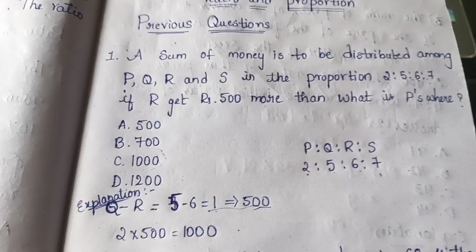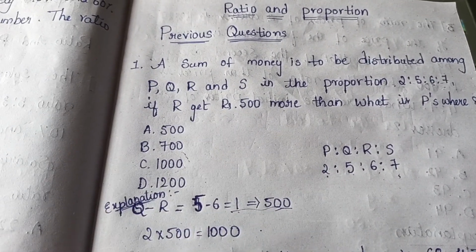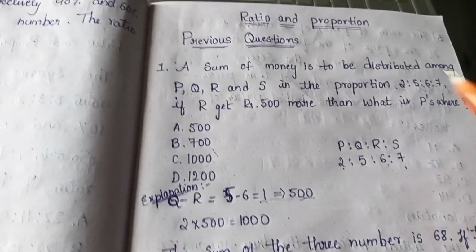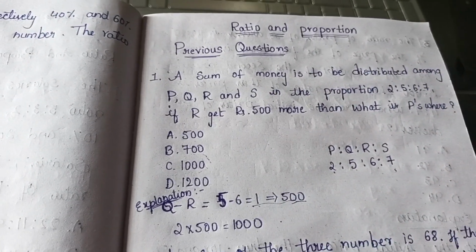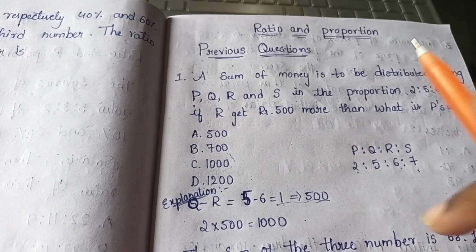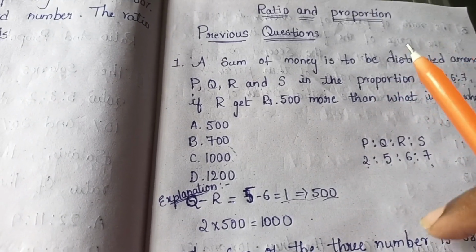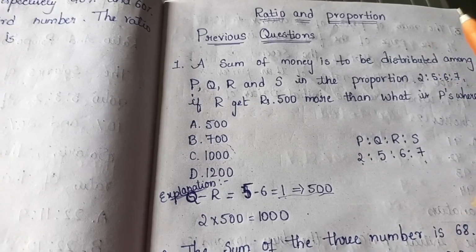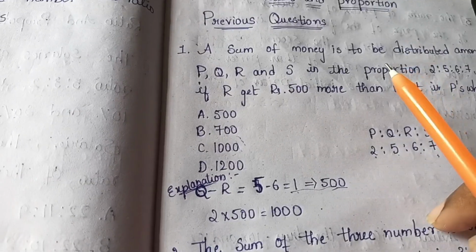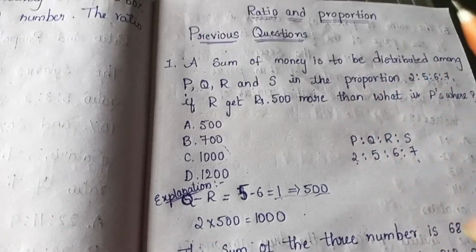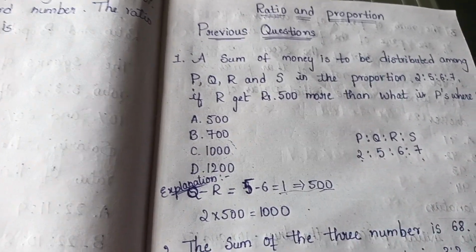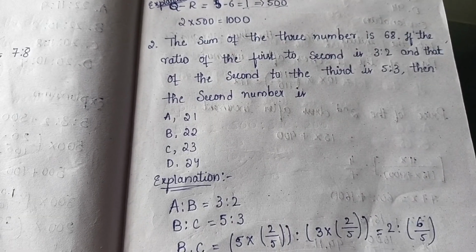Okay, so I will explain a simple trick. Whenever the question says one person gets some money more than another, don't calculate the total amount and simplify. Find the difference in the ratio parts and find the value of one part only. Then multiply by the required person's ratio. This saves a lot of time in the exam. Okay, so let us discuss another question.